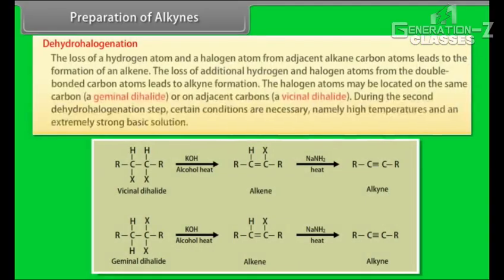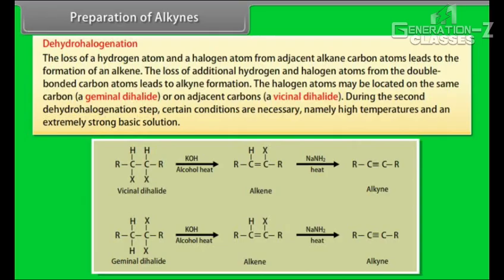Dehydrohalogenation. The loss of a hydrogen atom and a halogen atom from adjacent alkane carbon atoms leads to the formation of an alkene. The loss of the additional hydrogen and halogen atoms from the double bonded carbon atoms leads to the alkyne formation. The halogen atoms may be located on the same carbon, a geminal dihalide, or on adjacent carbons, a vicinal dihalide. During the second dehydrohalogenation step, certain conditions are necessary, namely high temperatures and an extremely strong basic solution.